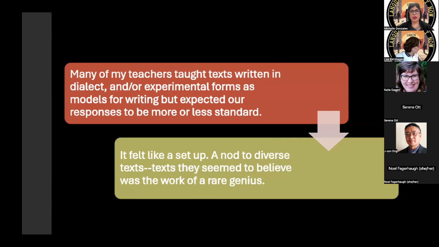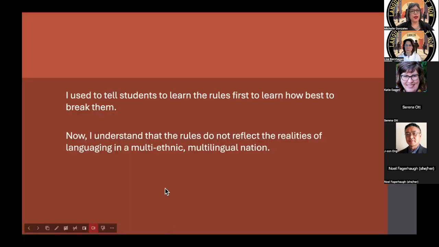The message that it sent to me, and still sends to me today, was that these teachers were making an attempt to provide diverse texts in the classroom, but actually seemed to subscribe to the idea that there really aren't very many people who can do this genius work, and they really didn't see that or even offer for us the opportunity to be one of these geniuses. I used to tell my students to learn the rules first so they could learn how to best break them. Now I understand that the rules do not reflect the realities of languaging in a multi-ethnic, multilingual nation.